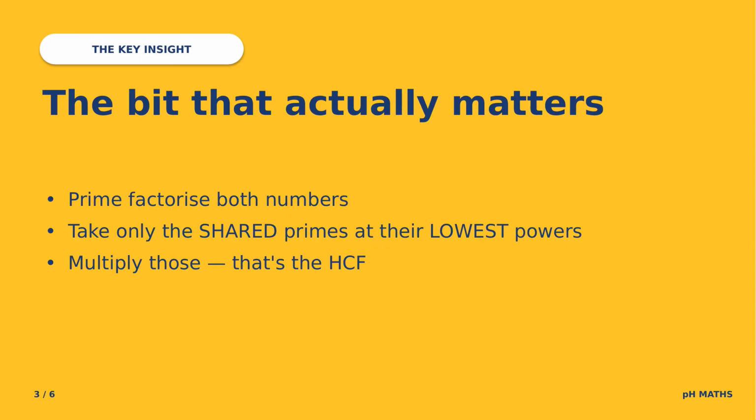Here's the method. Prime factorize both numbers, then take only the shared primes at their lowest powers. Multiply these together, and that's your HCF. So if both numbers have a 2 in them, your highest common factor has the lower power of 2. If only one has a 5, the highest common factor has no 5. Shared primes, lowest powers. That's the recipe.